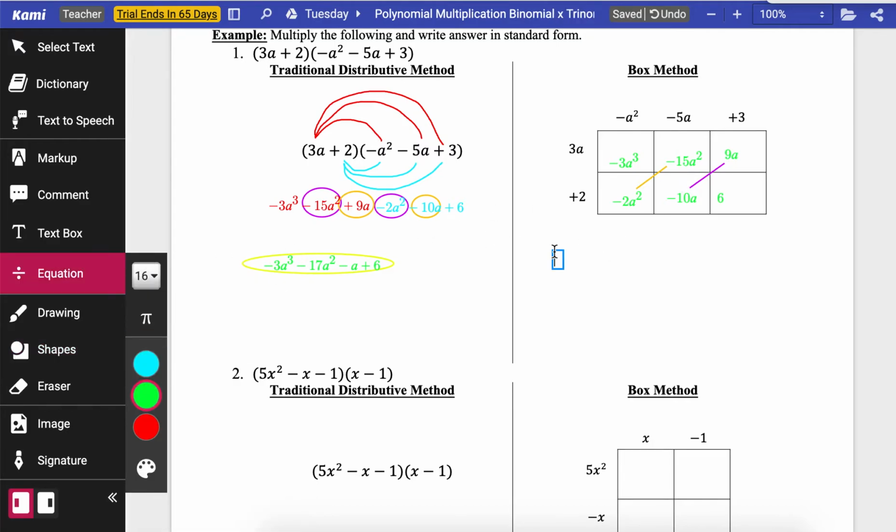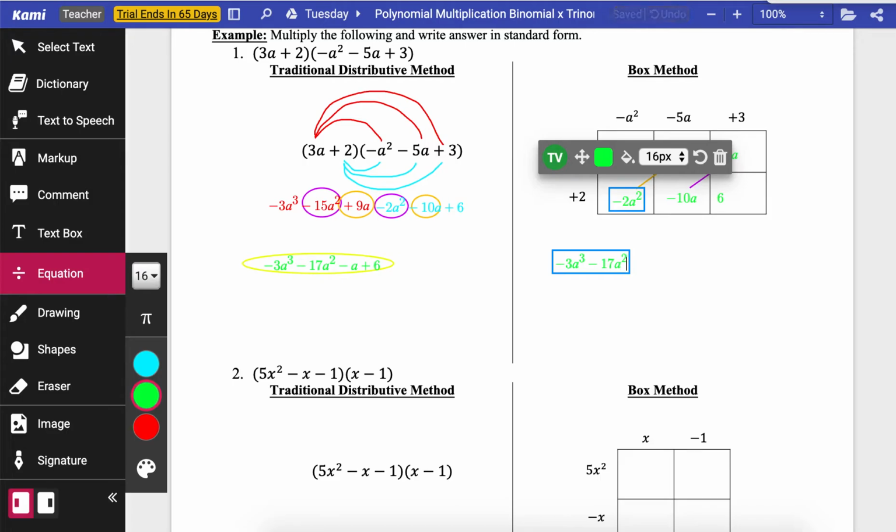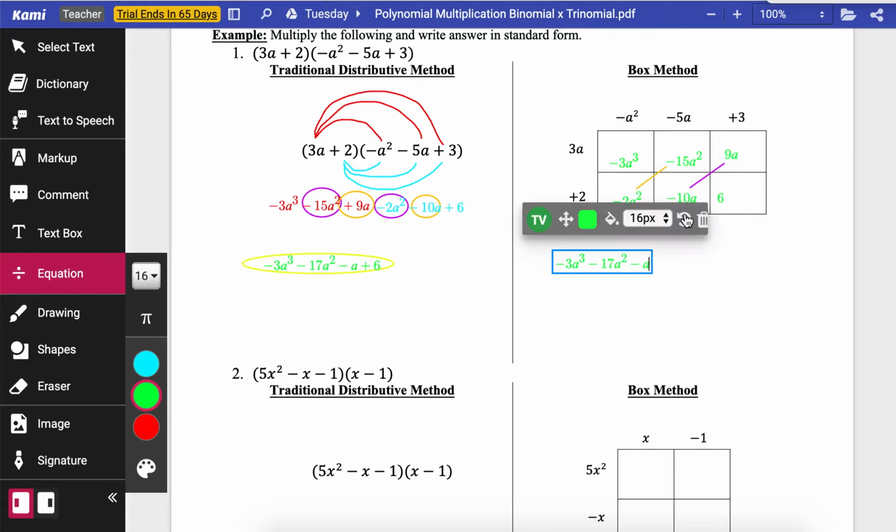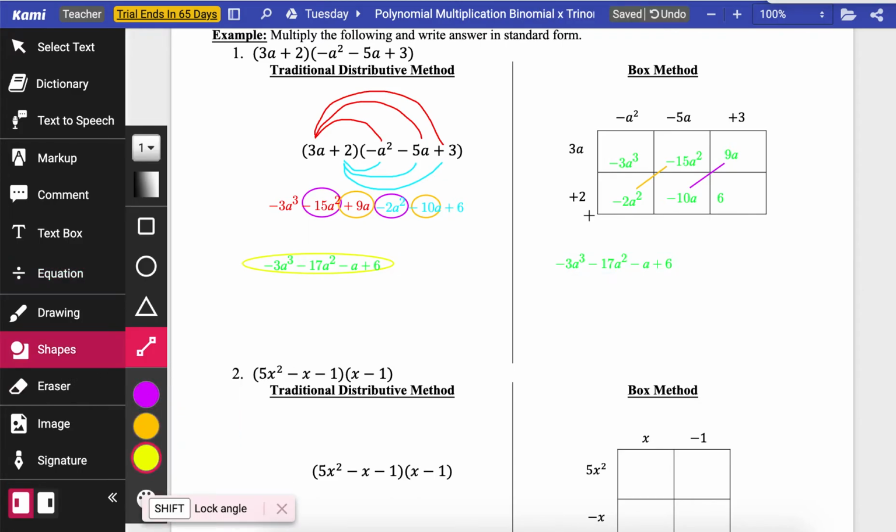So let's write this all out using addition and subtraction and making sure we combine the like terms along the way. We'll start here, and we'll just kind of work our way to the right. So we have negative 3a cubed, negative 15a squared, and negative 2a squared will just combine right now into negative 17a squared. 9a and negative 10a, 9 minus 10 is negative 1, so that's negative 1a. And then we have this plus 6 at the end. And we should notice that this matches exactly the answer we got from using the traditional distributive method.